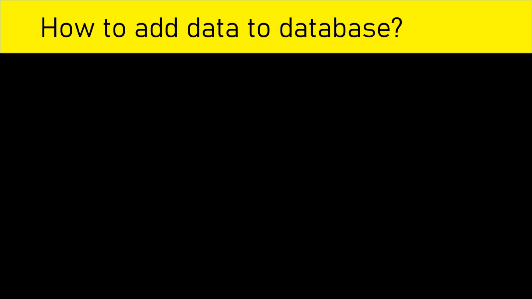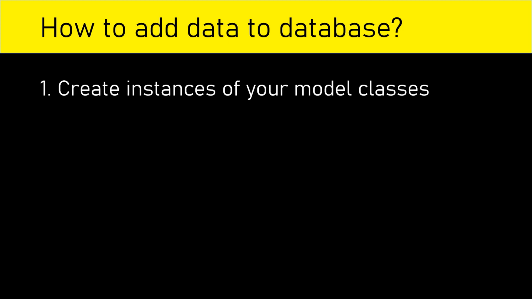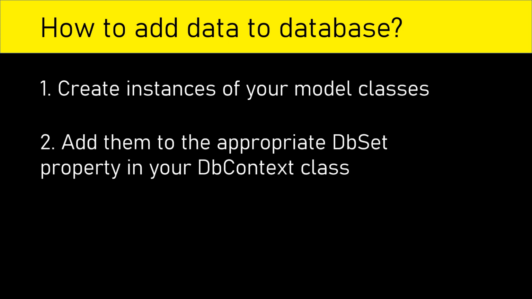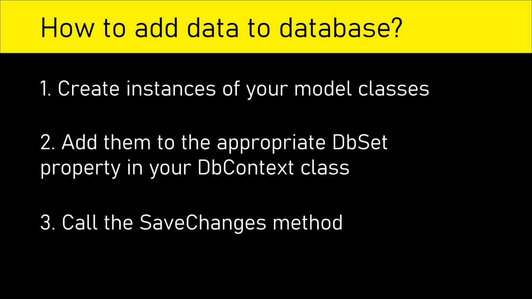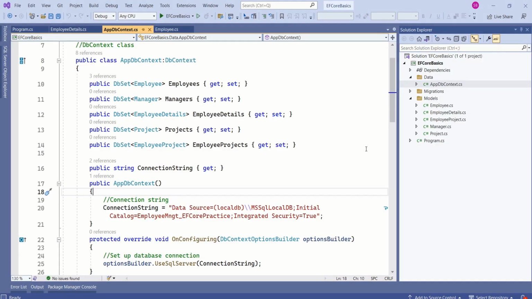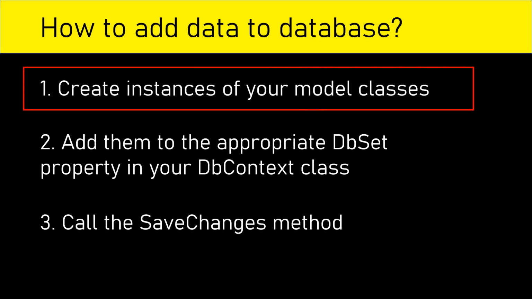We have to follow 3 simple steps to add data to database. First step is to create instances of your model classes. Second step is to add them to the appropriate DbSet property in your DbContext class. Third step is to call the SaveChanges method. We will see all of these steps. This is a console application. Even if you want to work with ASP.NET Core Web API or ASP.NET Core Web Application, steps will be same. Let's start with our first step and create instances of our model classes.